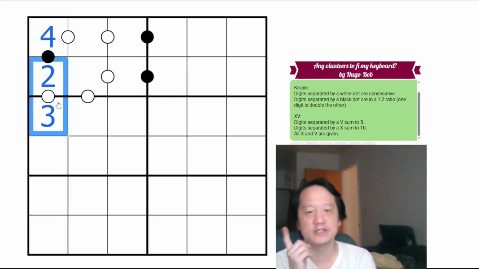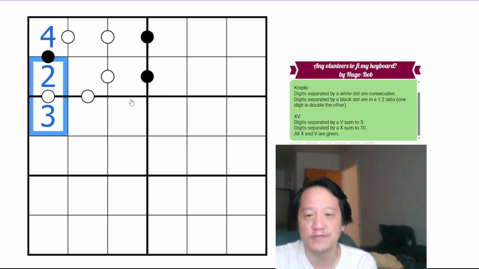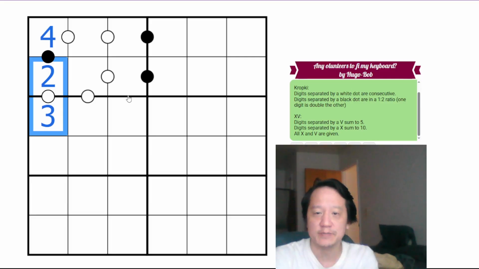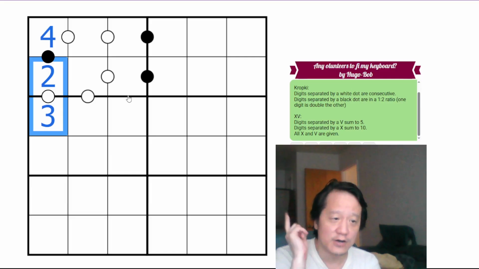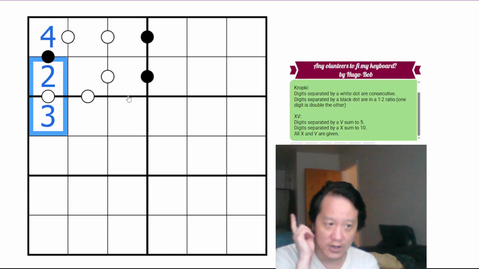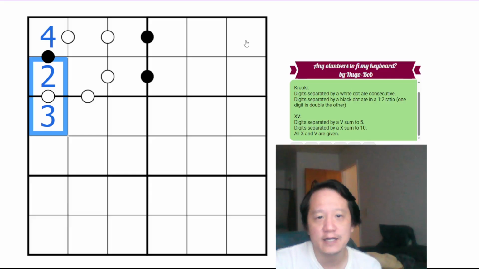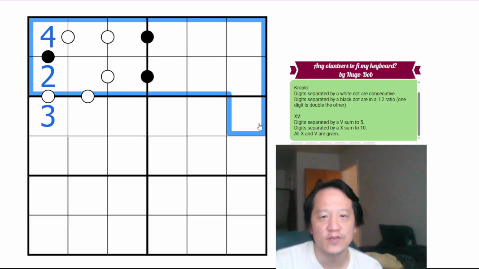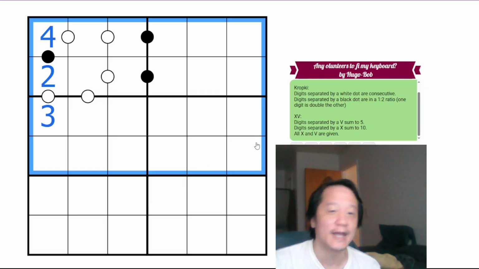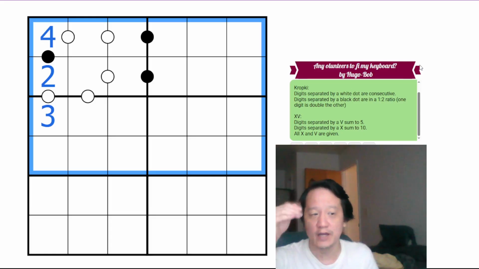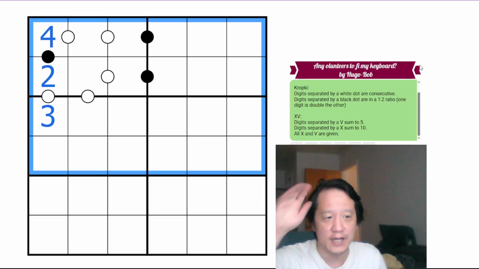And we have XV, where digits separated by a V sum to 5, and digits separated by an X sum to 10, and all X's and V's are given. And this is known as a negative constraint, because saying that all X's and V's are given, and we see there are no X's and V's in this puzzle and in the title too, because all X's and V's are taken away from the puzzle in general and from the title, right?